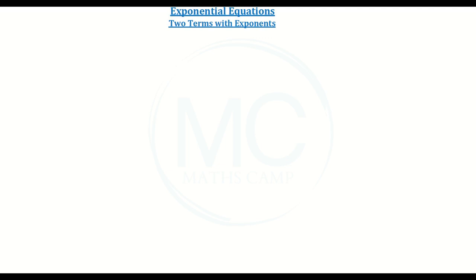Hi, in this video we are going to look at how we go about tackling exponential equations where two terms include a variable exponent. Now, the most important thing to keep in mind is the operation between the terms, as the operation will determine how we solve the equation. Let's look at an example.